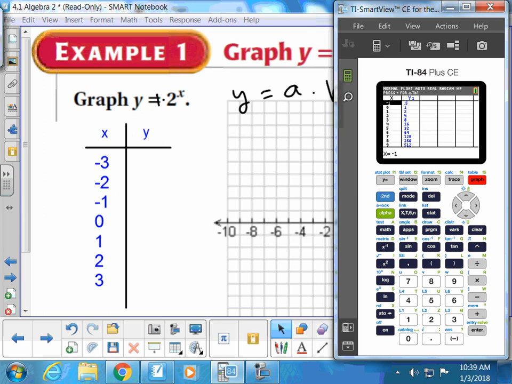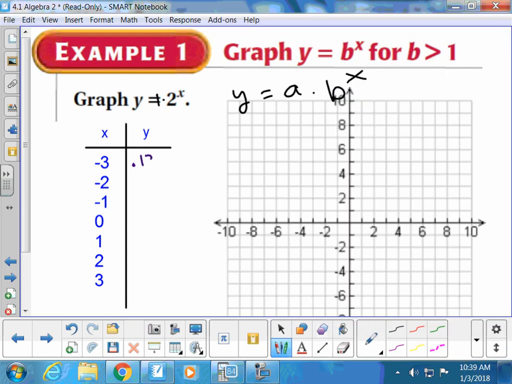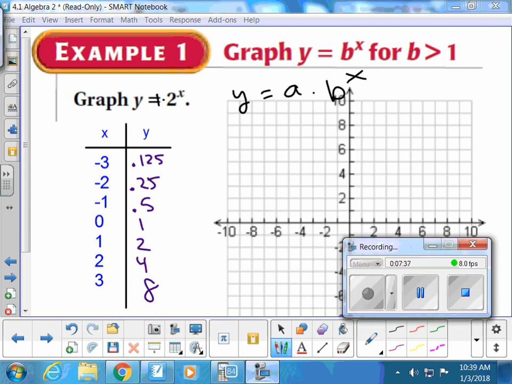I need to go up to -3. So 0.125, 0.25, and then every time we're just going to double. So 0.5, 1, 2, 4, and 8.